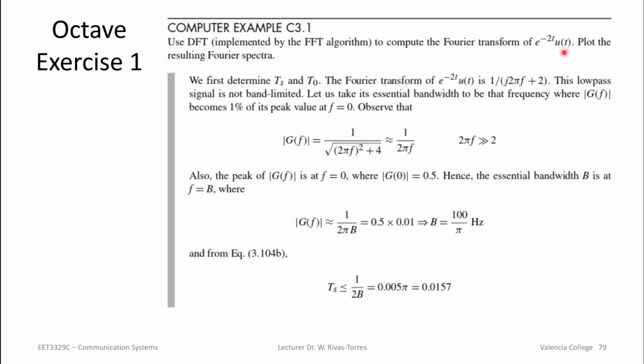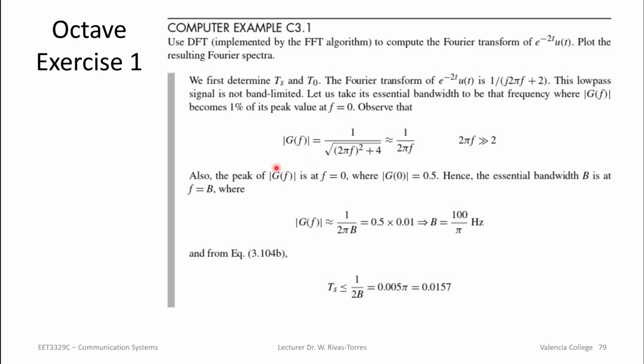Now let's do a little pre-work, right? We already know that the Fourier transform of this is 1 over j 2 pi f plus a, when in our case a is 2, so that's plus 2, okay? So let's say we're going to band limit this and that we are interested in the frequency where the signal drops to 1% of its peak at 0, okay?